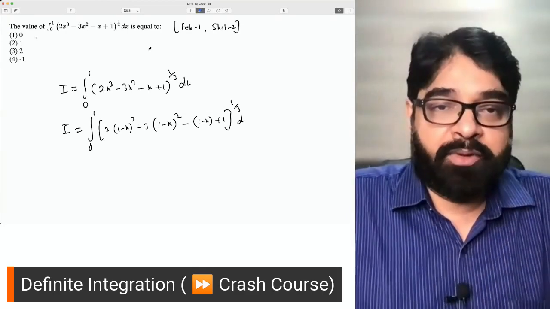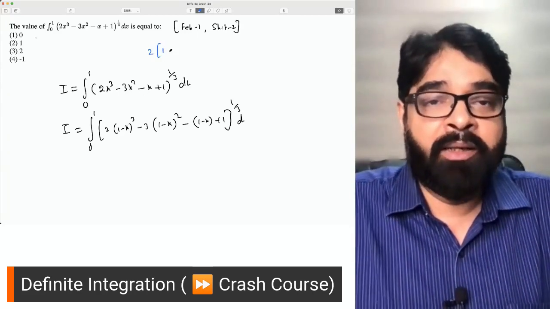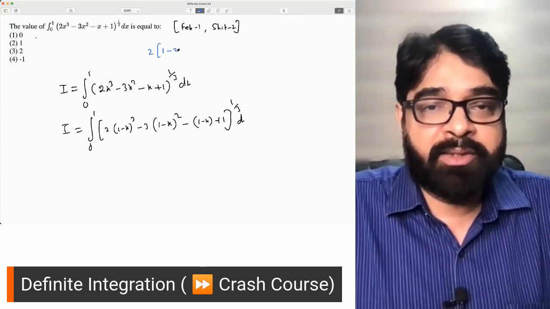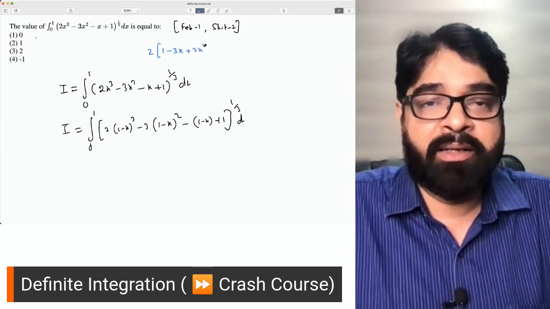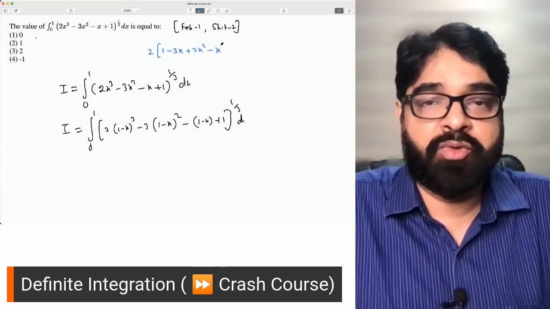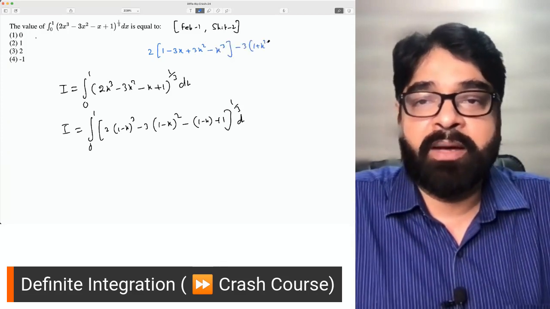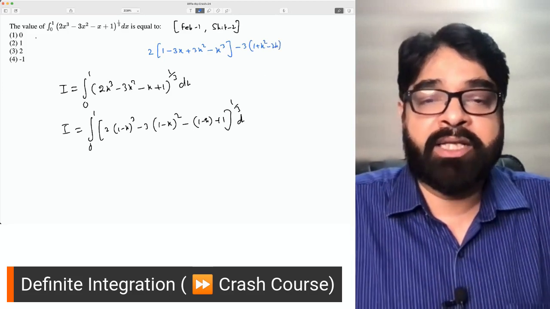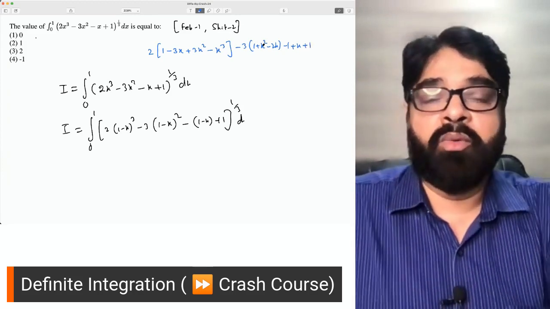Mistakes should be avoided. So 1 minus x whole cube. So 1 minus 3x plus 3x square minus x cube, minus 3, 1 plus x square minus 2x, and minus 1 plus x minus 1 plus x plus 1. Right? So what is going to happen?